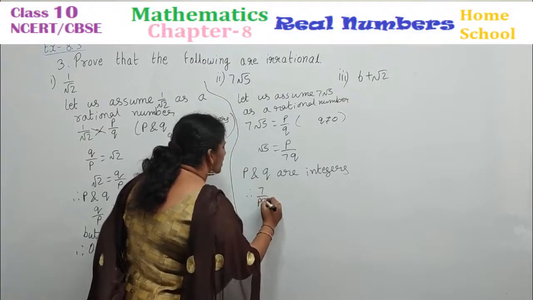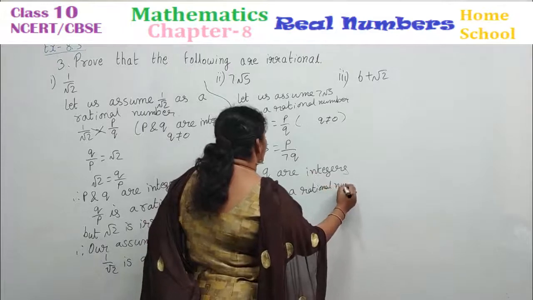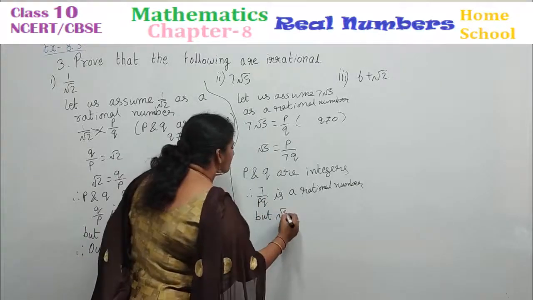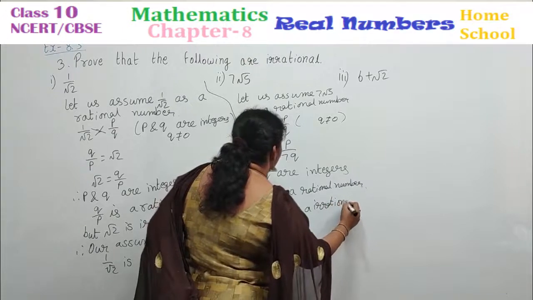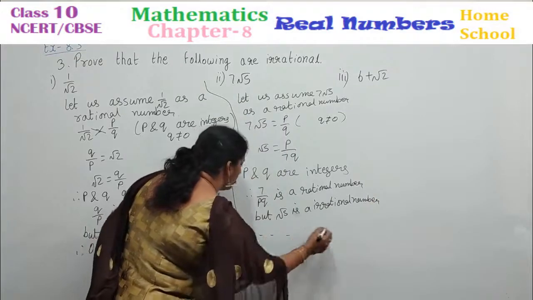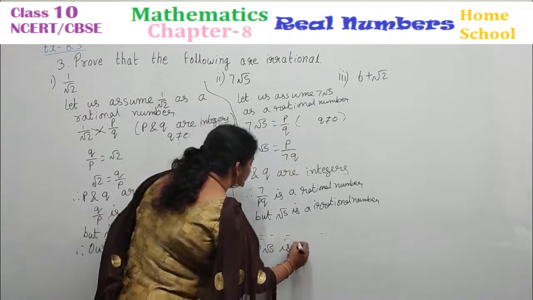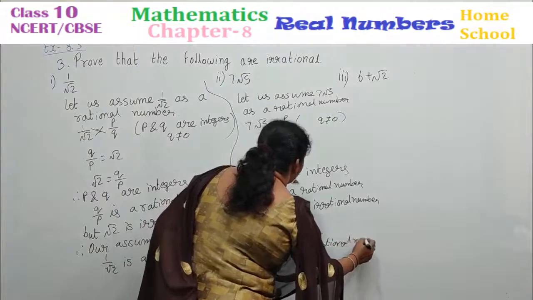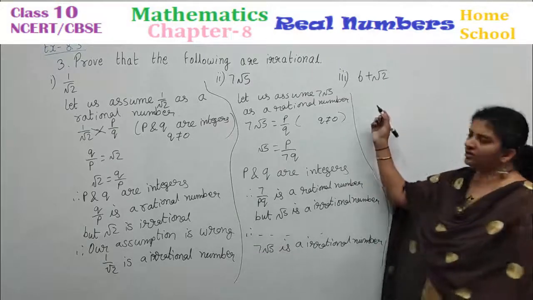Therefore, p by 7q is a rational number. But what can I say, children, root 5 is irrational. This is rational and root 5 is an irrational number. Therefore, my assumption is wrong. I can say that 7 root 5 is an irrational number. Finally, I say it is an irrational number. Right? Similarly, prove the third one, children.